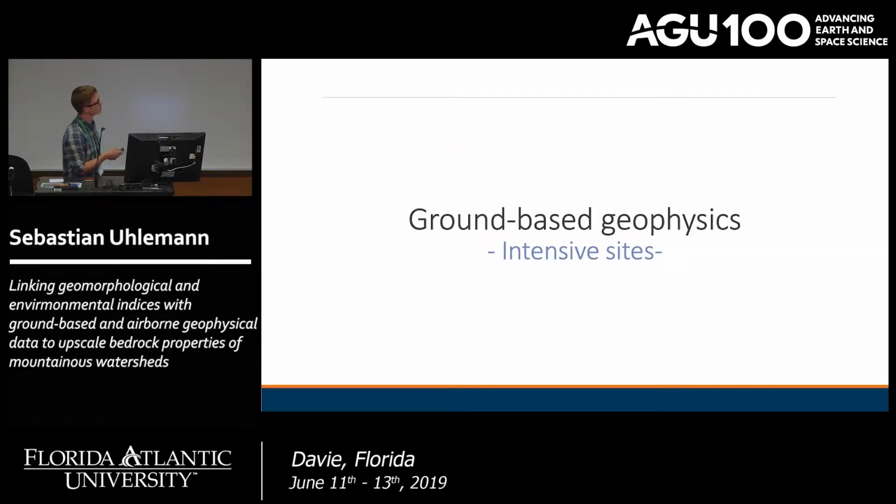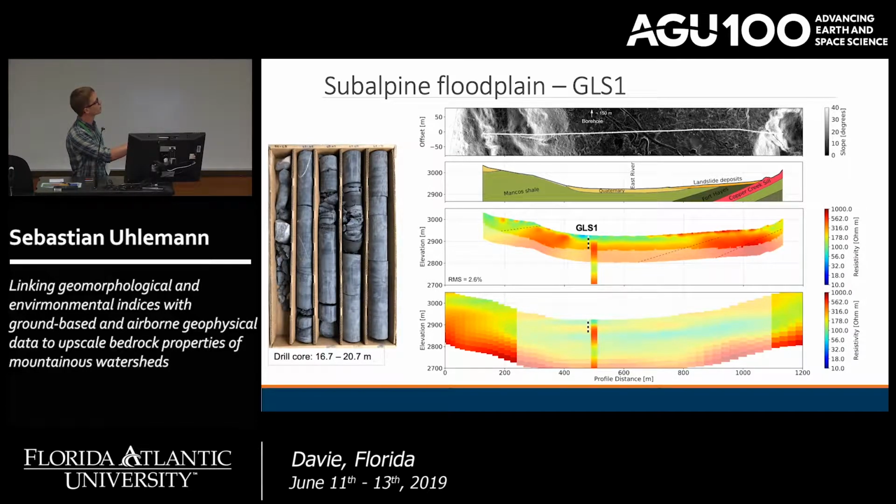So let's go to ground-based geophysics. In the next few slides, we will see the same arrangement. On the top, we will see the slope that's just calculated from the LiDAR image. We have the geological cross-section at the site, just taken from the geological map. Then in the center is ground-based ERT. And then on the last panel is either seismic data or, in that case, the airborne electromagnetic data. And then on this side, we usually see a picture from the core that was drilled.